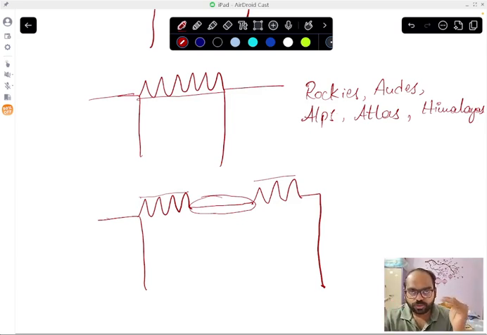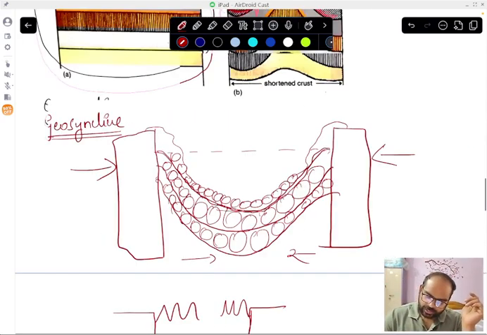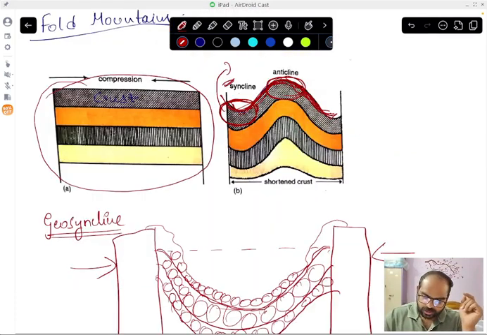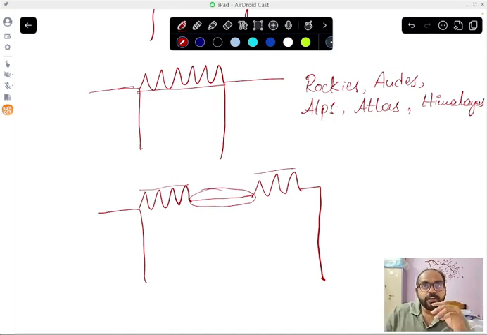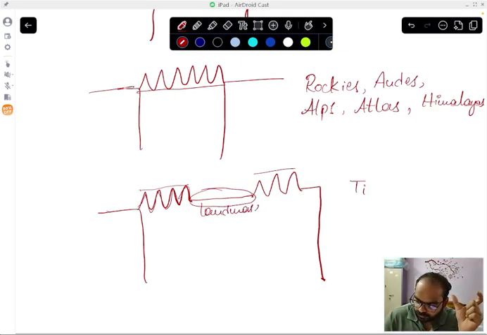Okay, due to gradual compression, those sediments get folded and form a series of mountains, right? If the compression is very strong, they form a series of mountains. If the compression is not that strong, they will form a series of folded mountains with a landmass between them. An example for this is the Tibetan Plateau and the Bolivian Plateau.